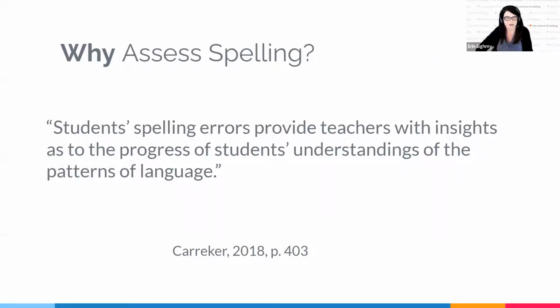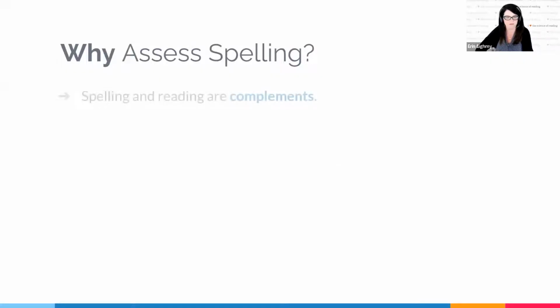So why do we assess spelling? Again, it's to give teachers insights into what students know, making that language visible and understanding those patterns of language. So just a review, spelling and reading are complements. And spelling usually conjures up the image of the list on Monday, and assessing the list on Friday after tears and practicing at home. And we're here to propose that a spelling inventory be added to your assessment protocol to really get at what we understand about language as students.